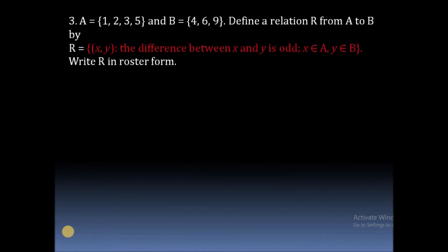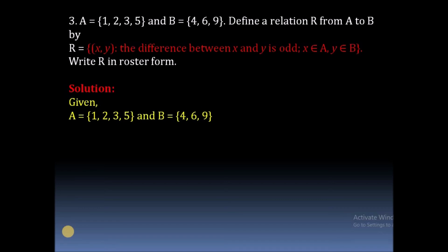Now, next example. A is equal to the set 1, 2, 3, 5 and B is equal to the set 4, 6, 9. Define a relation R from A to B by: the relation is defined as R equals xy, the difference between x and y should be odd, where x belongs to set A and y belongs to set B. Write R in its roster form.